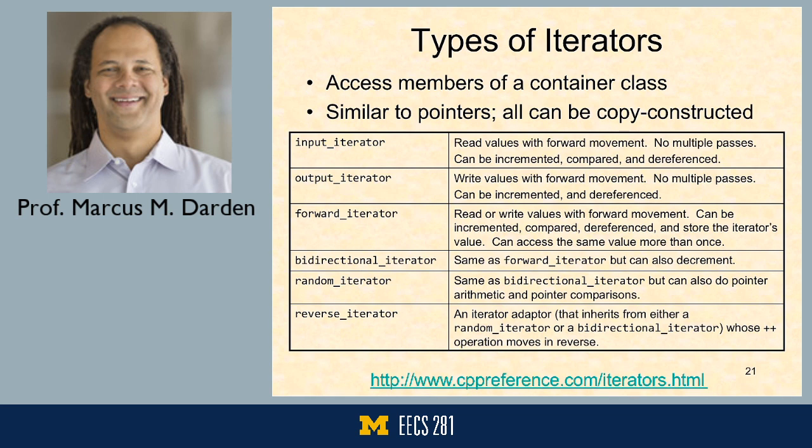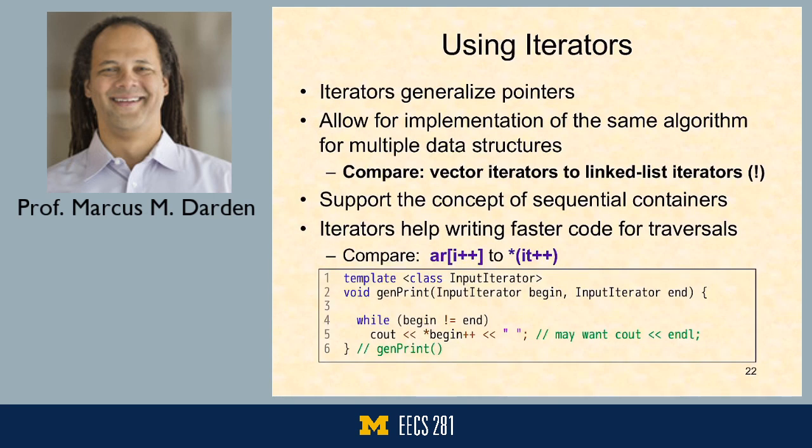Good reference on this in cppreference.com. Go check out iterators.html. They generalize pointers. That's what iterators do, and they're really helpful, as I've already mentioned, in allowing the same algorithm to work for multiple data structures. They're great. They support sequential access, and they are actually faster than square brackets.